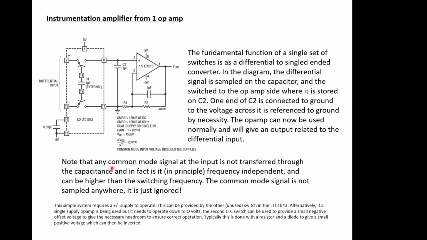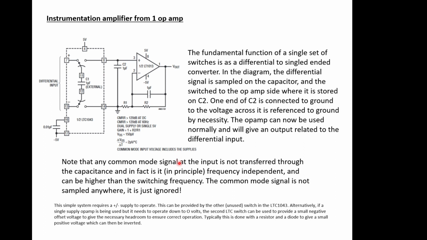So the important thing is that any common mode signal at the input is not transferred through the capacitance, and this whole thing becomes frequency independent. Remember, the common mode rejection ratio of op-amps was very, very heavily dependent on the input frequency and how good the gain of the op-amp was. This is only dependent on the switching frequency in terms of the common mode rejection, because all the common mode rejection occurs in here. This hasn't got anything to do with it really.